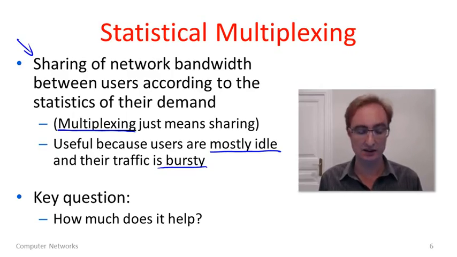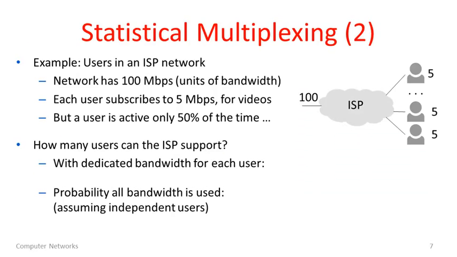At least that's the theory, and the key question for us is, how does it help if we statistically multiplex users together? So let's just think about that. And what I'll do is I'll go over a simple example. This is a little bit artificial, but it's mostly to convey the point. So don't take this quite literally, just take the big point out of it. Let's consider for a moment users in an ISP network. Here's the ISP network here. This network has 100 megabits per second of bandwidth to the rest of the network, the internet.